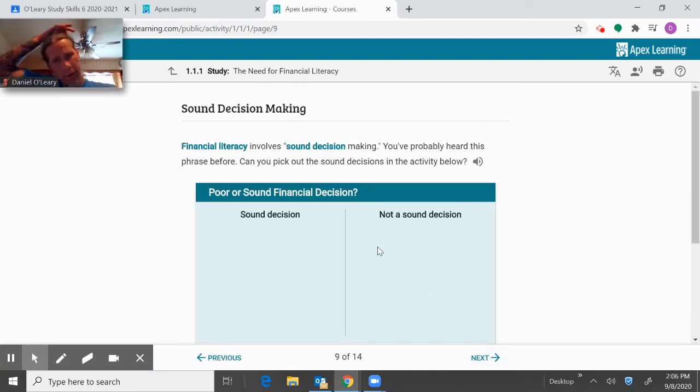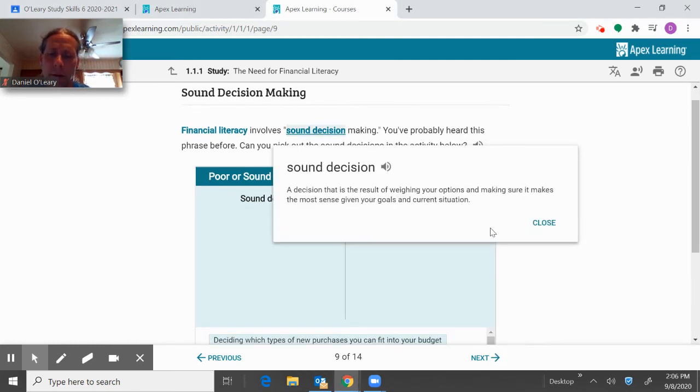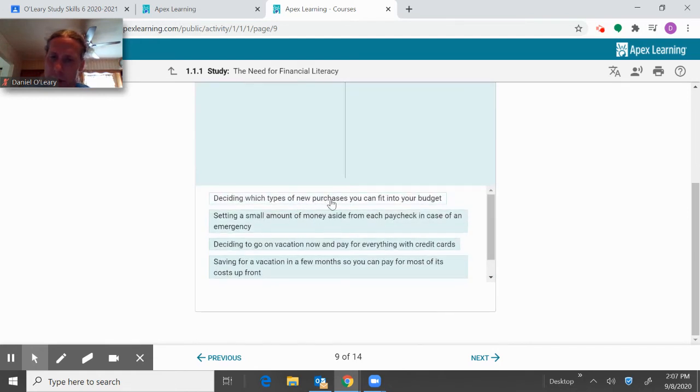Okay, sound decision-making. Financial literacy involves sound decision-making. You've probably heard this phrase before. Can you pick out the sound decisions in the activity below? So sound decision would be a good decision, basically. Here it tells you decision that is a result of weighing your options and making sure it makes the most sense given your goals and current situations. So sound decisions are good decisions. Not a sound decision would be a bad decision. So you would want to decide each of these situations, where do they fit? Is it a sound decision or not a sound decision?